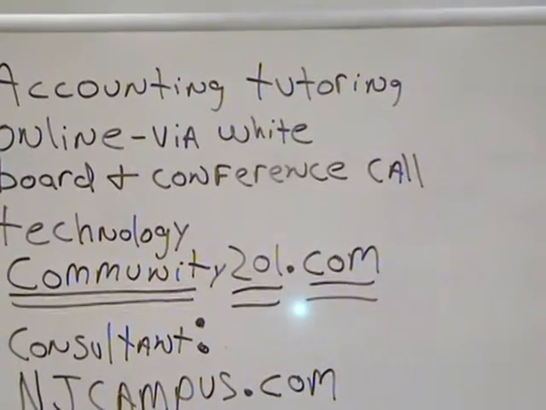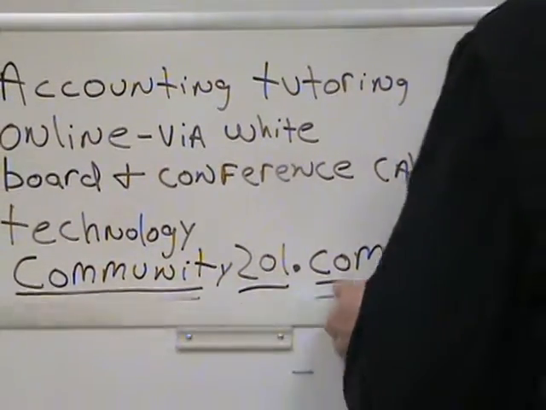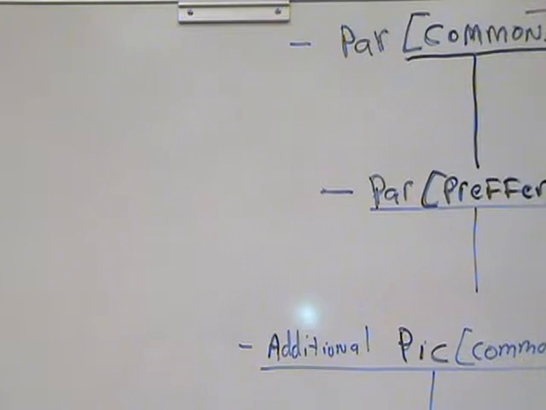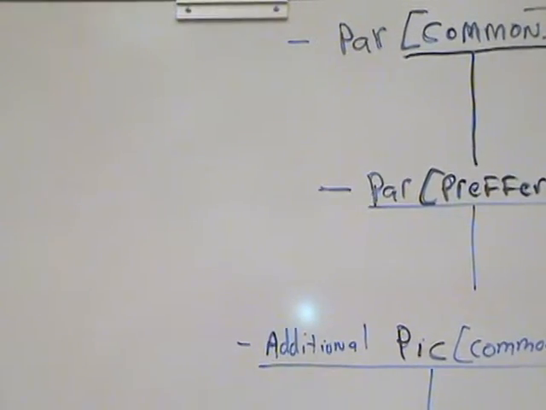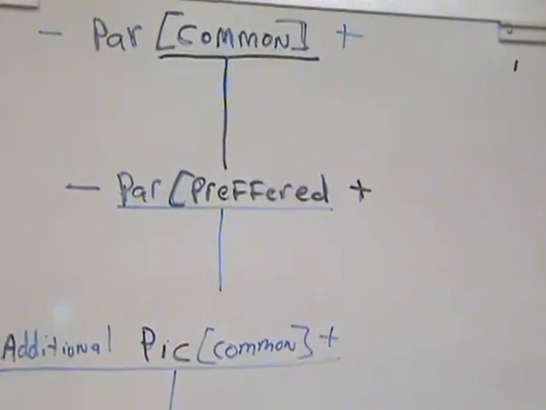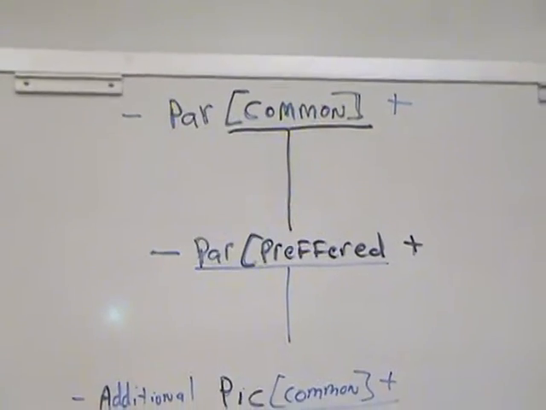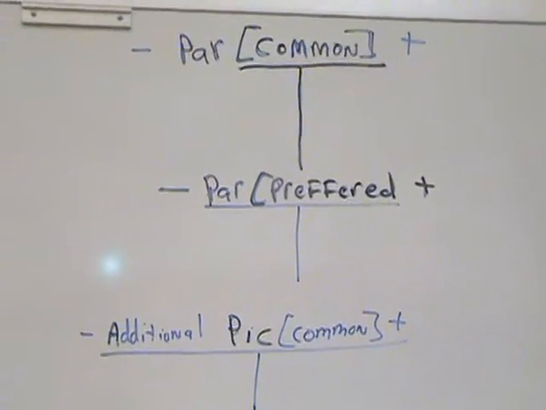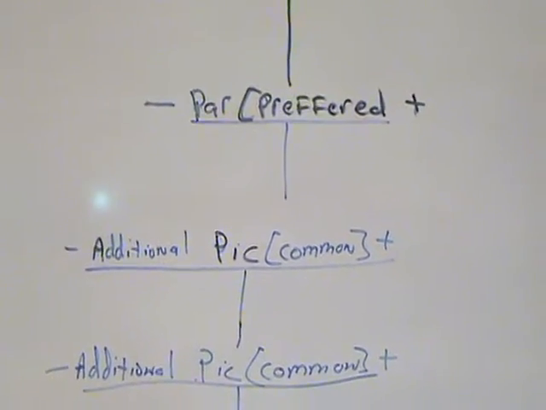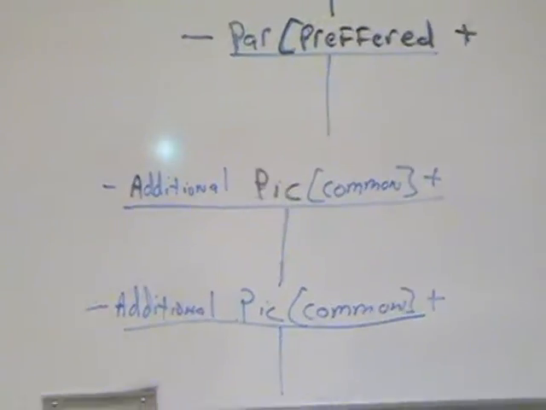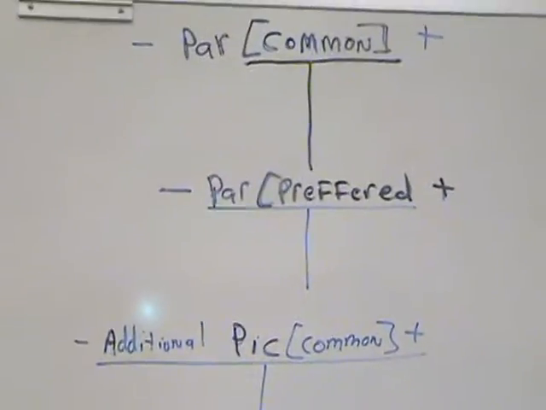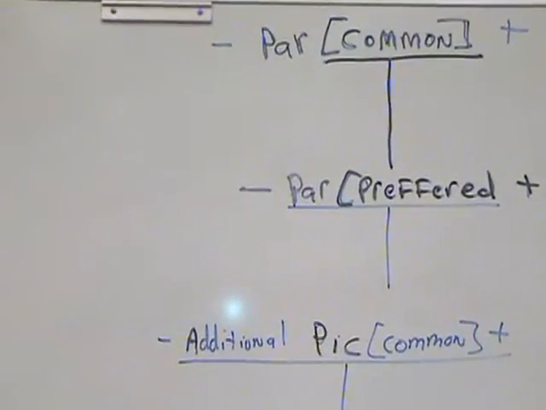All right, this problem here is an owner's equity problem. And just like we did in the partnership chapter, Anna, this has mostly to do with owner's equity. So here we have 4 accounts, Anna: par common stock, par preferred, additional paid-in capital common stock, additional paid-in capital preferred.